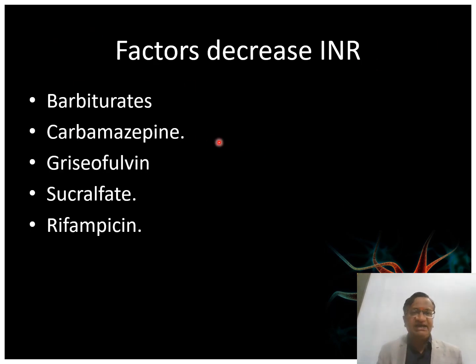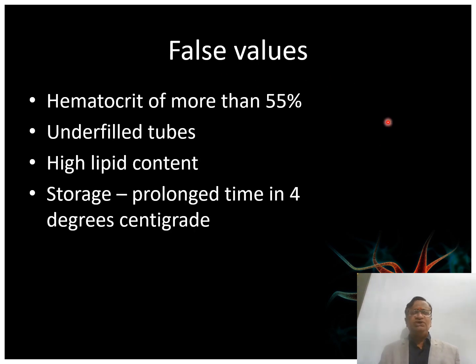Factors which may decrease INR: carbamazepine, sucralfate, barbiturates. All these things may decrease INR. The patient may be on barbiturates and carbamazepine as anti-epileptic drugs. All these things, yes, beware of INR. It may be decreased. Also, as I am telling, storage time, high lipid content, hematocrit of more than 55. If the patient's hematocrit itself is 60%, there is some polycythemia, then your PT-INR may be abnormal.